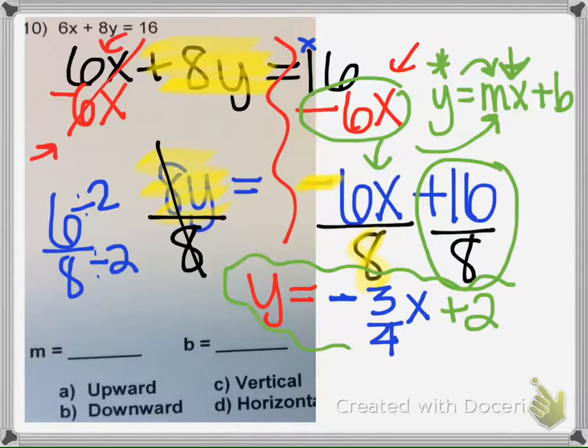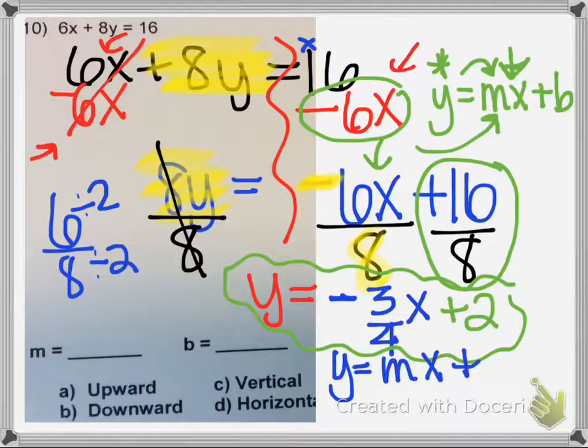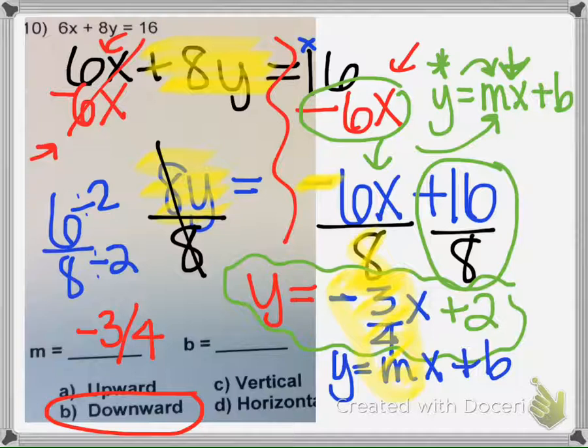So now I have the equation in slope-intercept form. So y equals mx plus b. So we're asked to identify the m, so that is the number in front of the x right here. And because the slope is negative, we know the line is going to go down. And then we have the number here that's being added or subtracted. That's the b value. That's going to tell us that the line is going to cross at 0, 2.